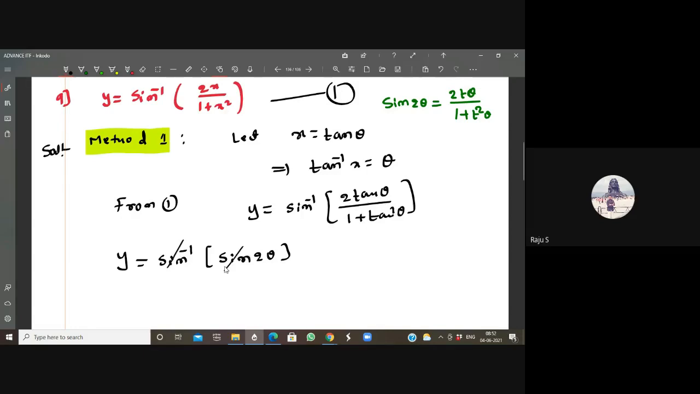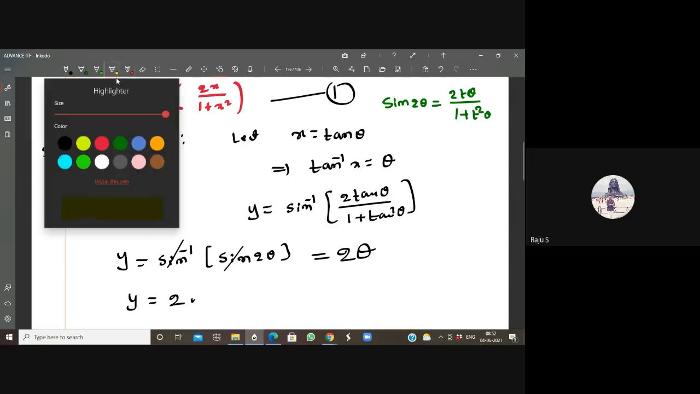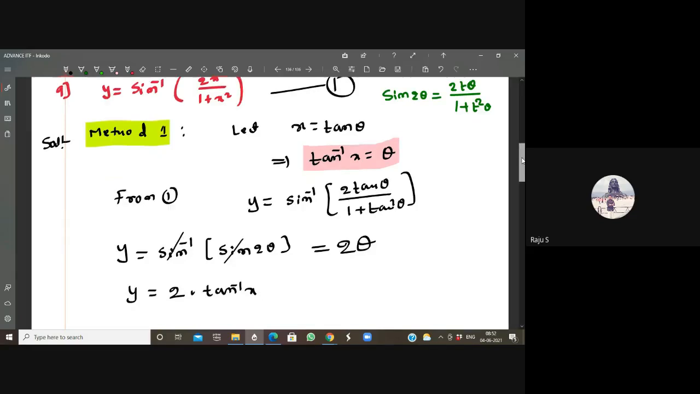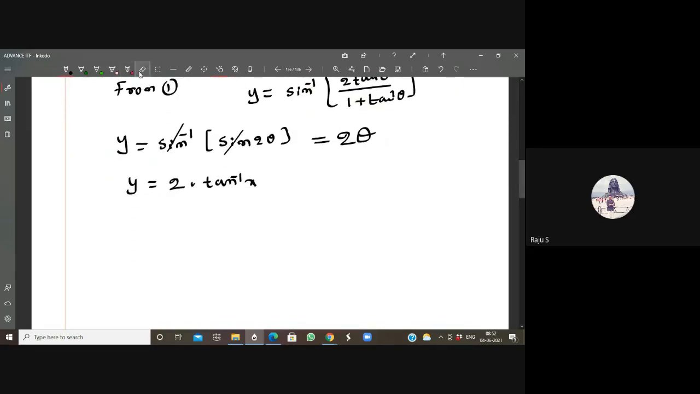Now sine inverse and sine get cancelled. So this is equal to 2 theta. What is theta value here? Yes, students. Theta is tan inverse x, substitute here. Now you can differentiate with respect to x on both sides. Now it is very easy because tan inverse x is a standard form.